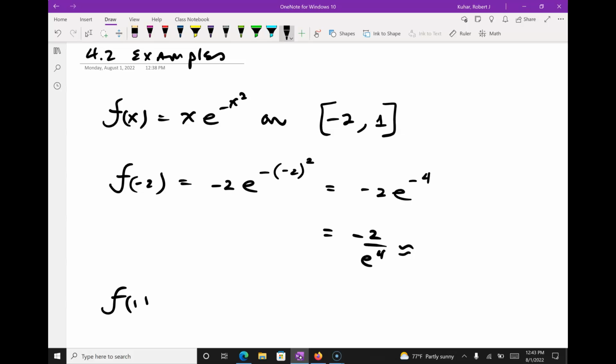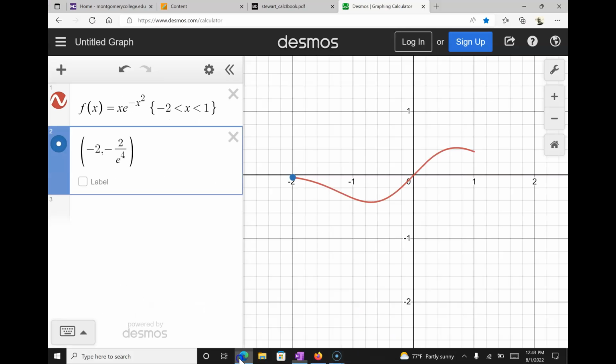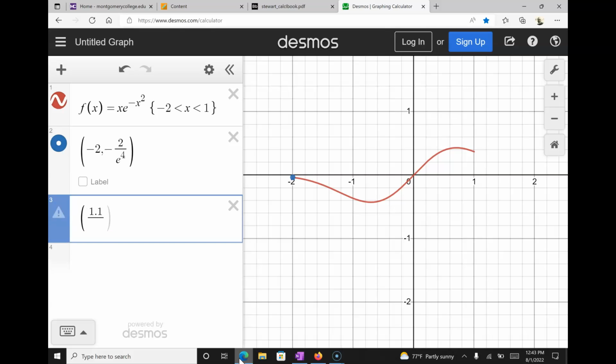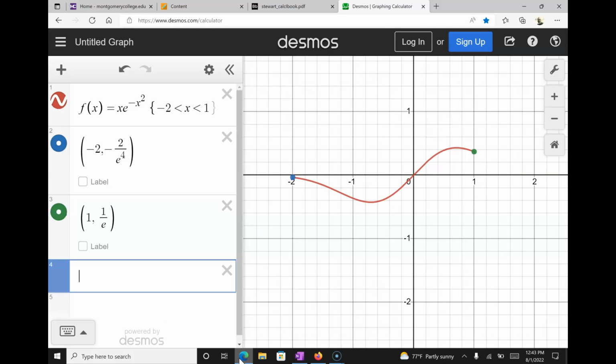We want to find f of 1, so that's 1 times e to the minus 1 squared, or 1 over e. And again, I could find the decimal equivalent if I needed to. But you clearly know negative 2 over e to the fourth is negative, and 1 over e is positive. So at least that I can figure out whether it's a min or a max there, right? But I want to plot that point as well. 1 comma 1 divided by e. Nice. Now I want to find the derivative. Everybody okay?